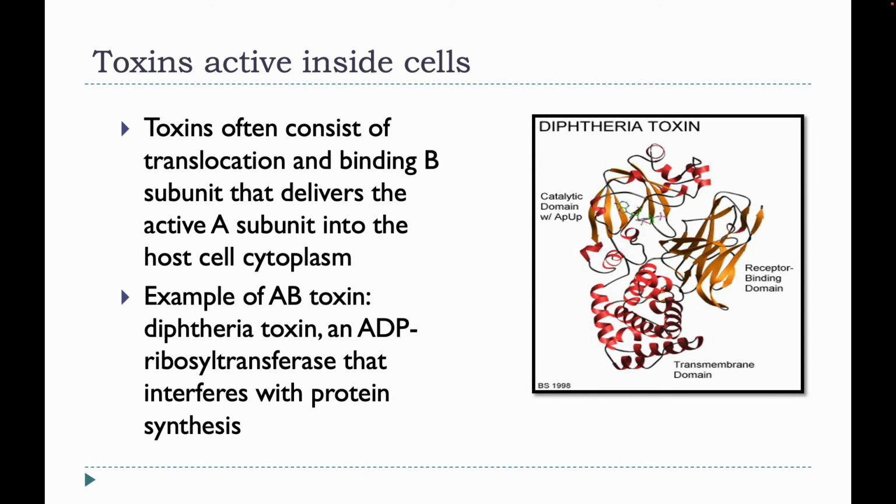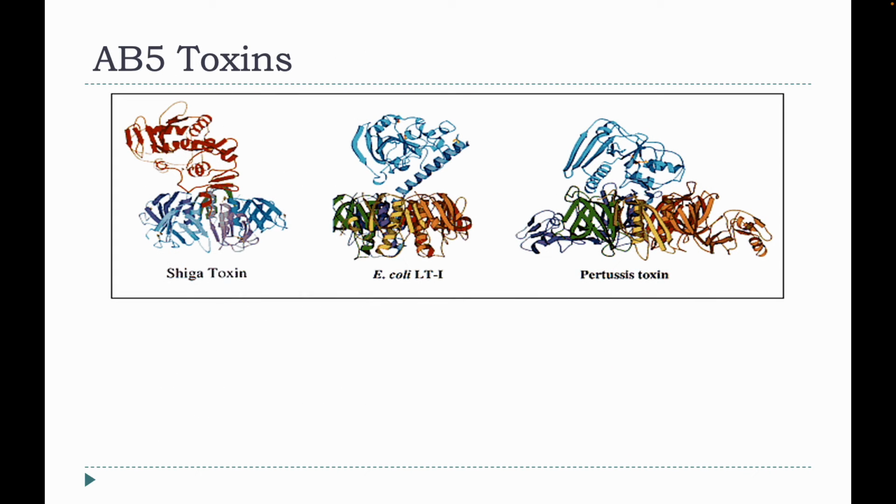There are some toxins that get put inside cells, and there's a kind of payload, which is the toxic part, but a large component of the toxin is actually a delivery mechanism to get them in. So there's a translocation or binding subunit, the B subunit, and the active A subunit, and this is the case with diphtheria toxin. And interestingly, here are AB5 toxins, where there are actually 5 binding subunits and 1 active subunit.